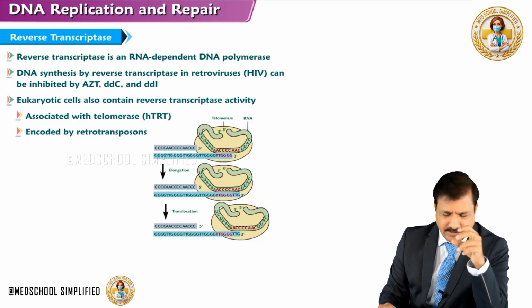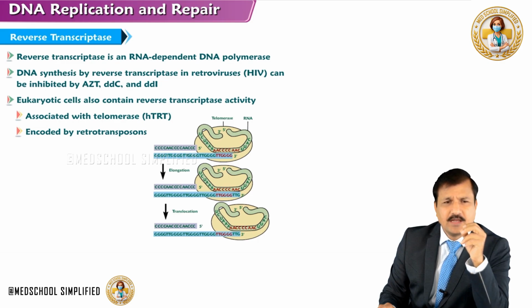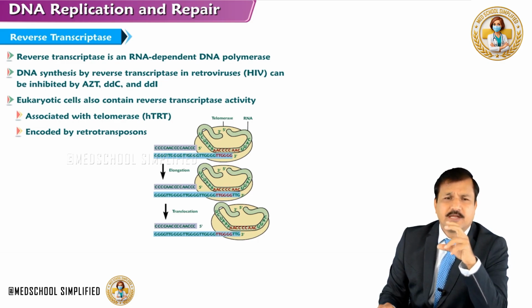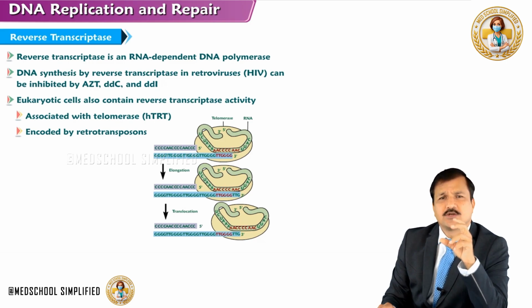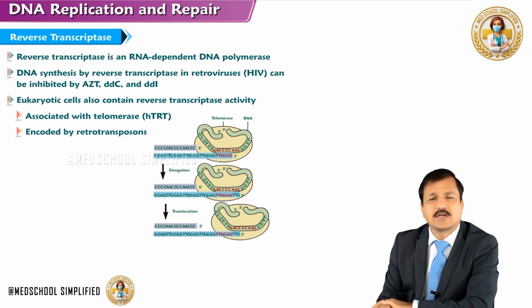These are the drugs. Now, eukaryotic cells also contain a reverse transcriptase activity, like the one associated with telomerase, human telomerase activity, encoded by retrotransposons, which are residual viral genomes permanently maintained in the human DNA, and they play a role in amplifying certain repetitive sequences in the DNA molecule.